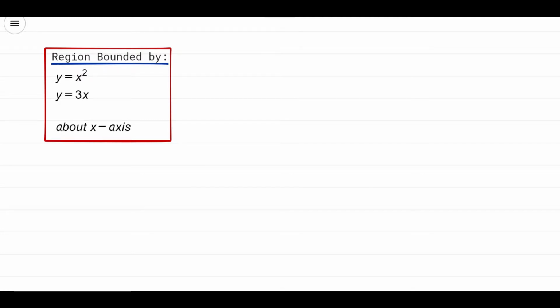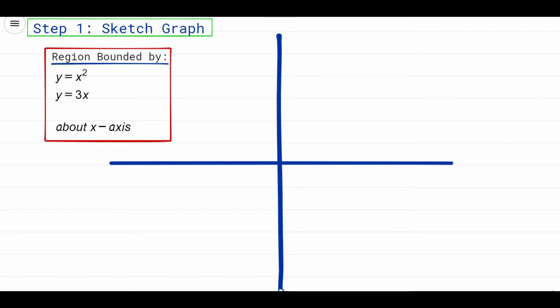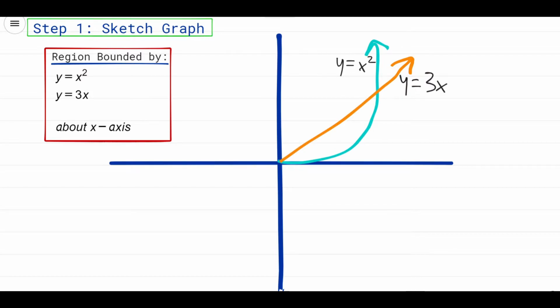So the first thing we're going to do for a washer method is the same way we did the disk method. If you don't know how to do this method, watch that video first. I have a video on that in my Calc 2 playlist. Anyways, step one, we're going to sketch the graph. So this region is bounded by y equals x squared, y equals 3x, and it revolves about the x-axis. So we have our axes, and we know this line is y equals x squared, and this line is y equals 3x, right? And this revolves about the x-axis.